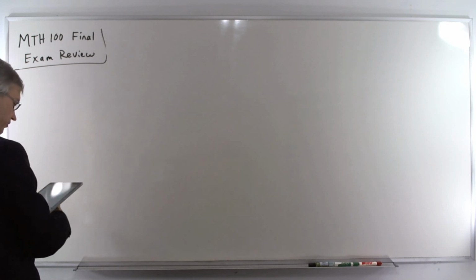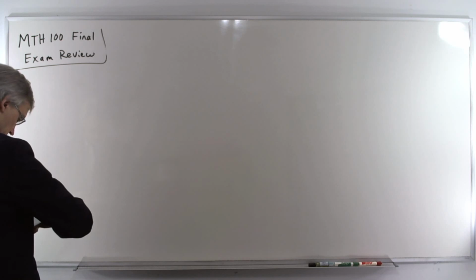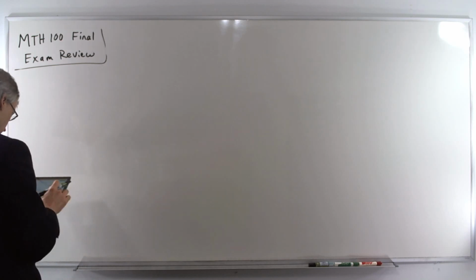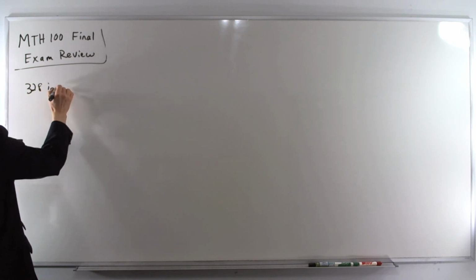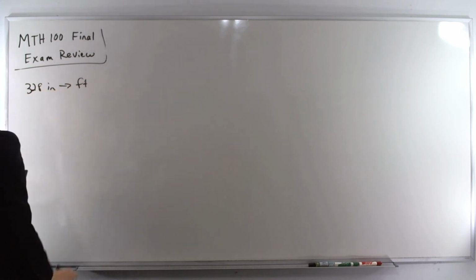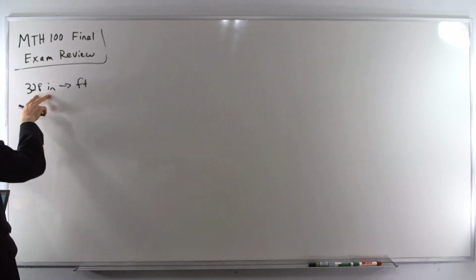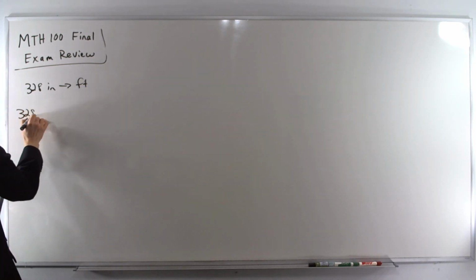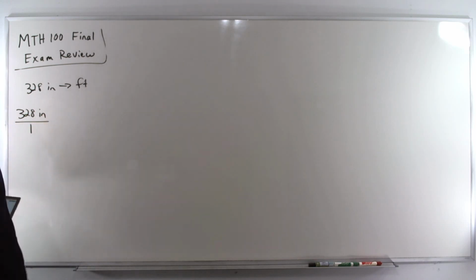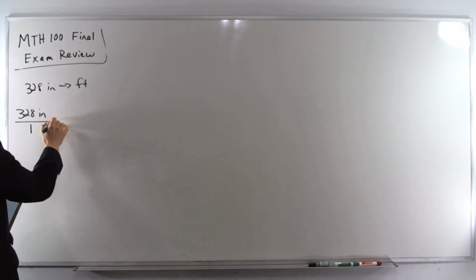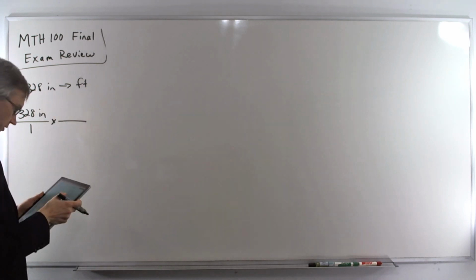So the only conversion factors that can be used are the ones from the tables. So first up, we're going to convert 328 inches into feet. So take our starting units. Make sure you include units in all fractions and write it over 1. Right now we need a conversion that goes from inches to feet. So let's look through the tables.